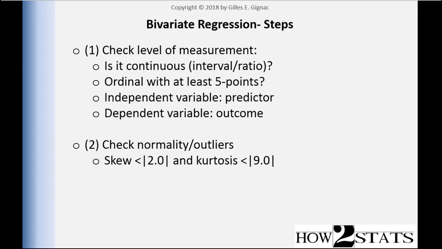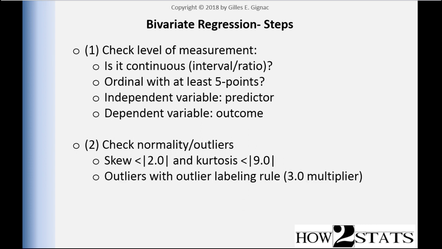This rule is based on that notion. There could be some deviation, but as you deviate progressively from the same level of skew across variables, it starts to become worrisome. And for outliers, you can use the outlier labeling rule with a 3.0 multiplier to determine whether you have a potential problem or not. And once you're satisfied with those two steps, you can run the bivariate regression.